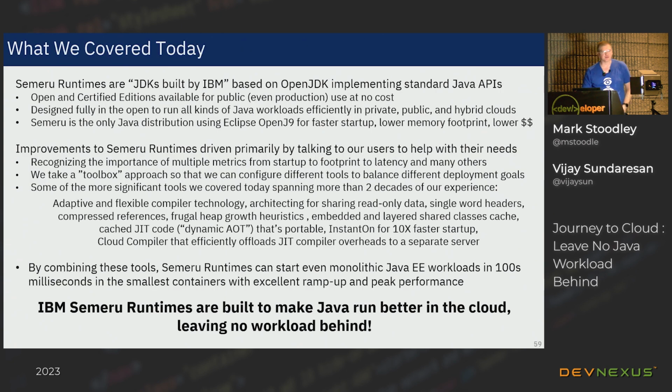But I want to wrap up with a summary of basically what we covered today. So we talked about Semeru Runtimes, the JDKs that are used to support IBM's business. They're available freely for everyone to use. And we talked today about how we've been investing in Semeru Runtimes to design them to run in the open all kinds of Java workloads and deliver excellent performance on a variety of metrics for private, public, hybrid cloud, wherever you deploy your stuff. It's the only Java distribution that uses Eclipse OpenJ9, and that's what enables a lot of the performance improvements that you were seeing in the previous set of slides.